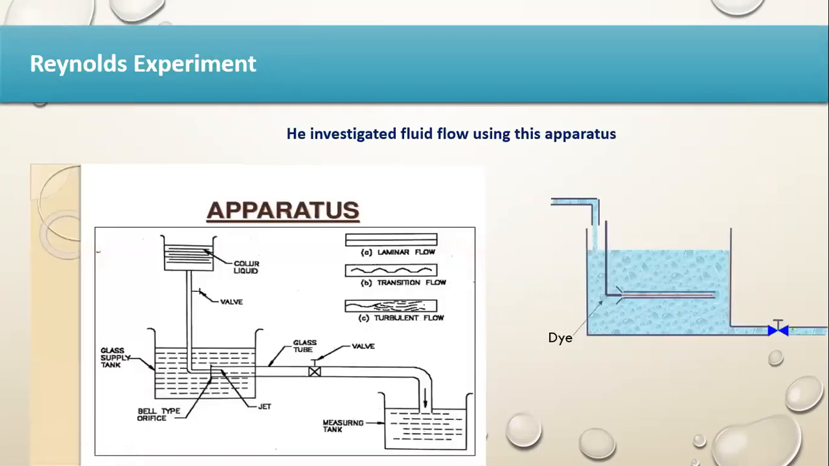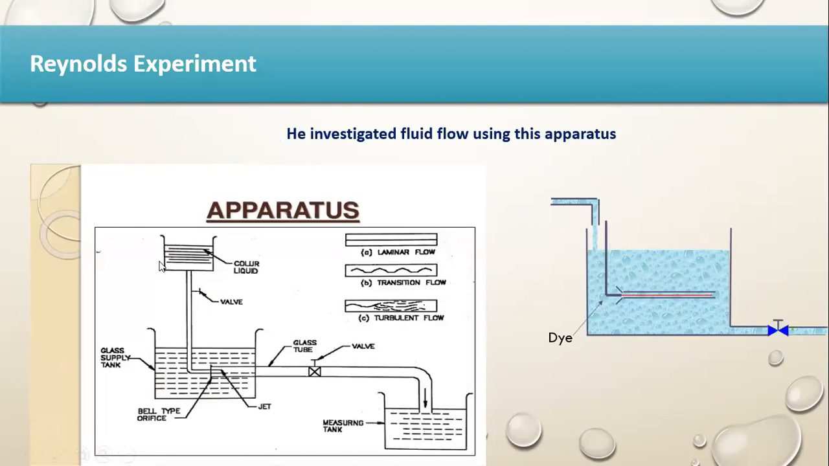Now next comes Reynolds experiment. Very interesting and important concept. What Reynolds did was he investigated the fluid flow using this apparatus. In some books, you get this apparatus. This is just a general diagram, but in some books you can see many different types of diagrams, but the concept is the same for everyone.